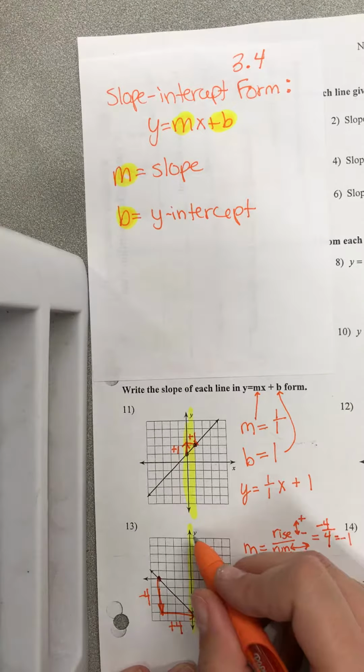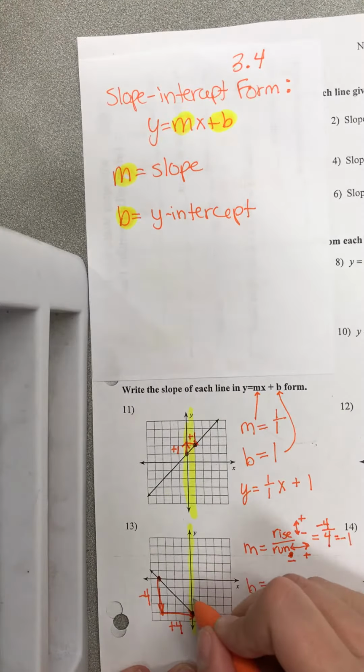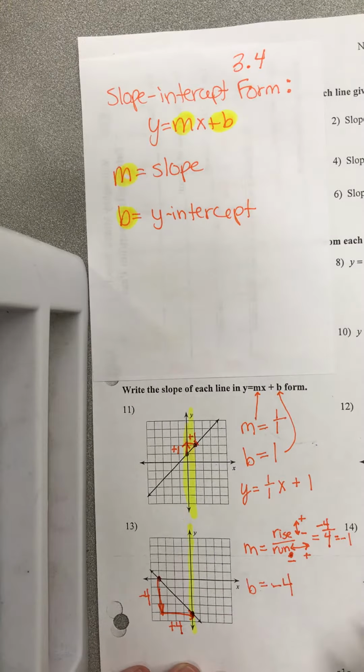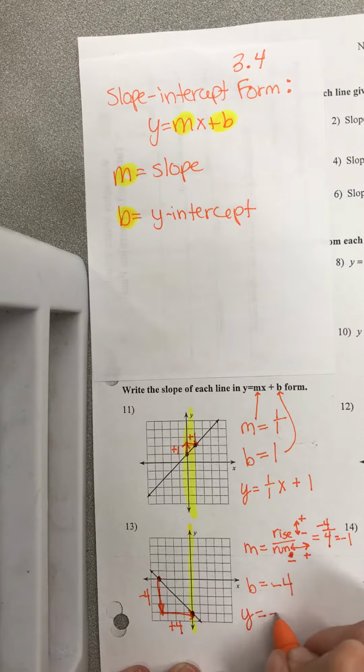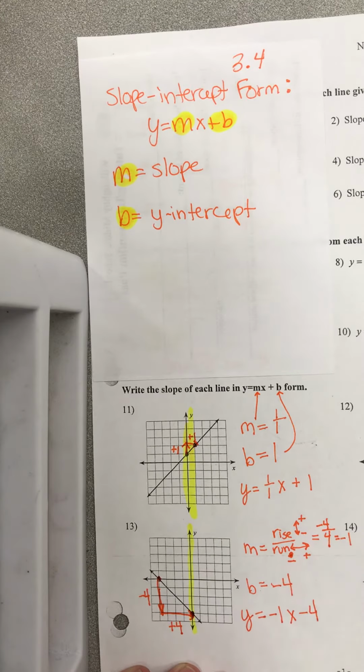My b is my y-intercept, so where my line crossed my y-axis, which is 1, 2, 3, you went down 4, so that's a -4. And then we go ahead and plug it into our equation. y equals mx plus b, but my b is a -4, so it's a minus 4.